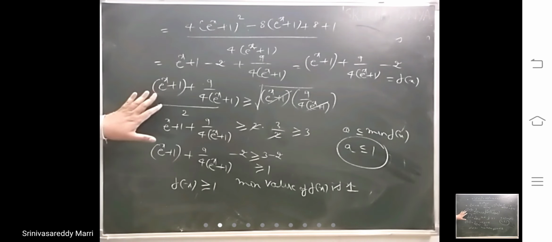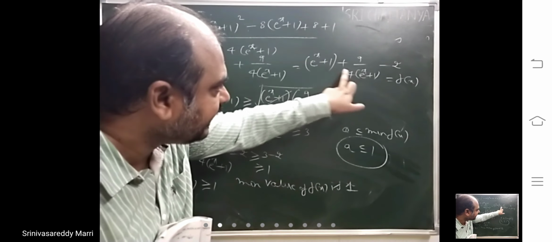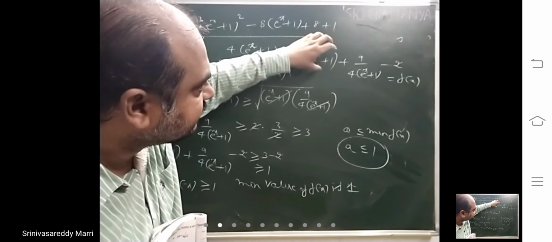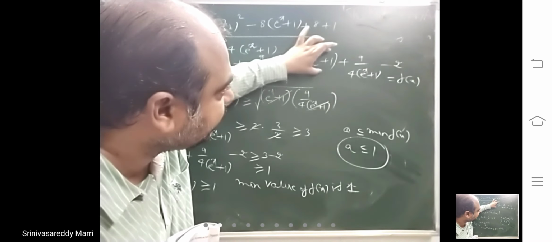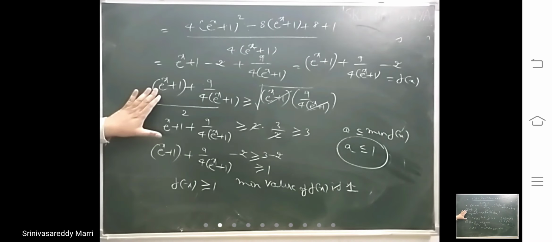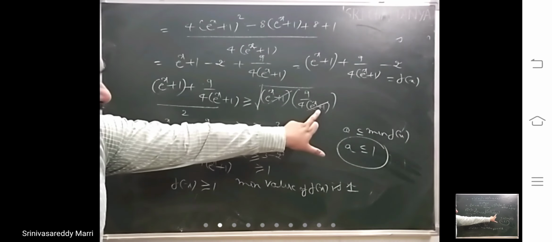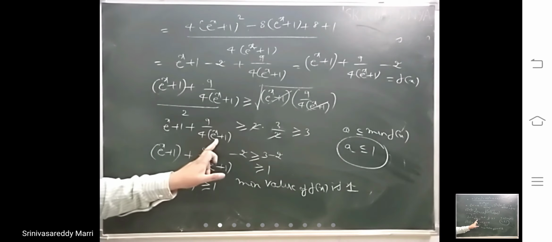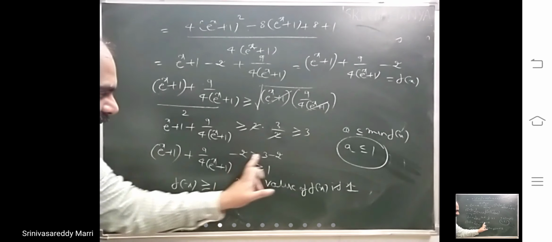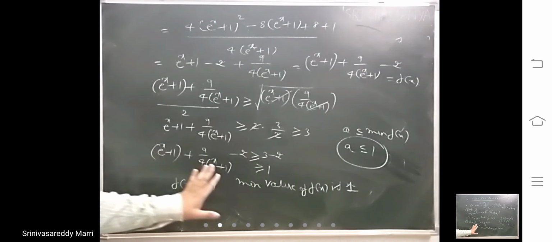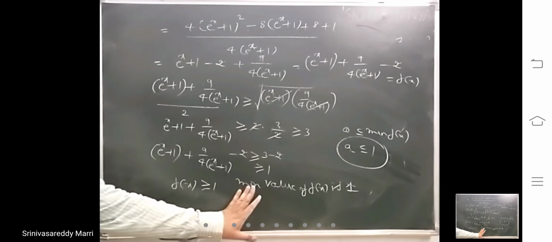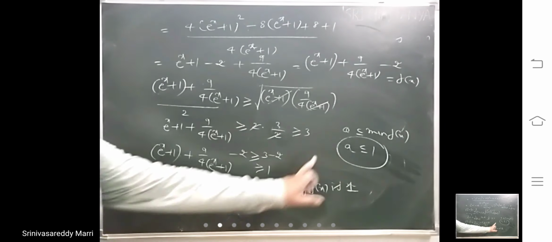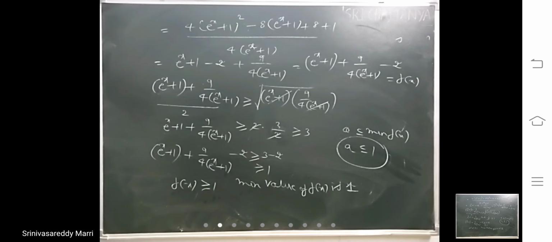The logic I have used, why I have maintained it like this, is that one number and its reciprocal come with a constant difference. If you apply the AM-GM inequality for this, this and this will get cancelled. Then you get this value greater than or equal to 3. Add minus 2 on both sides. So this is our required f of x. F of x is what? Greater than or equal to 1. That means the minimum value is what? 1. Therefore, a less than or equal to the minimum of f of x. A less than or equal to 1. That is the answer.